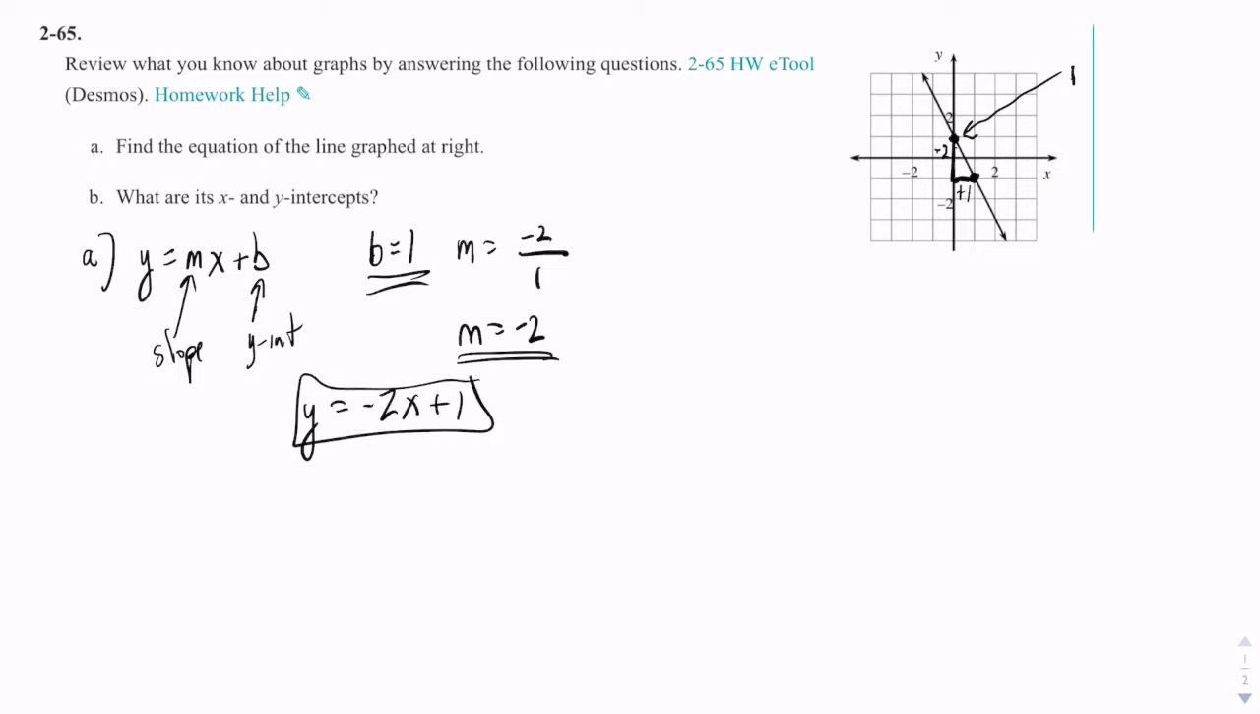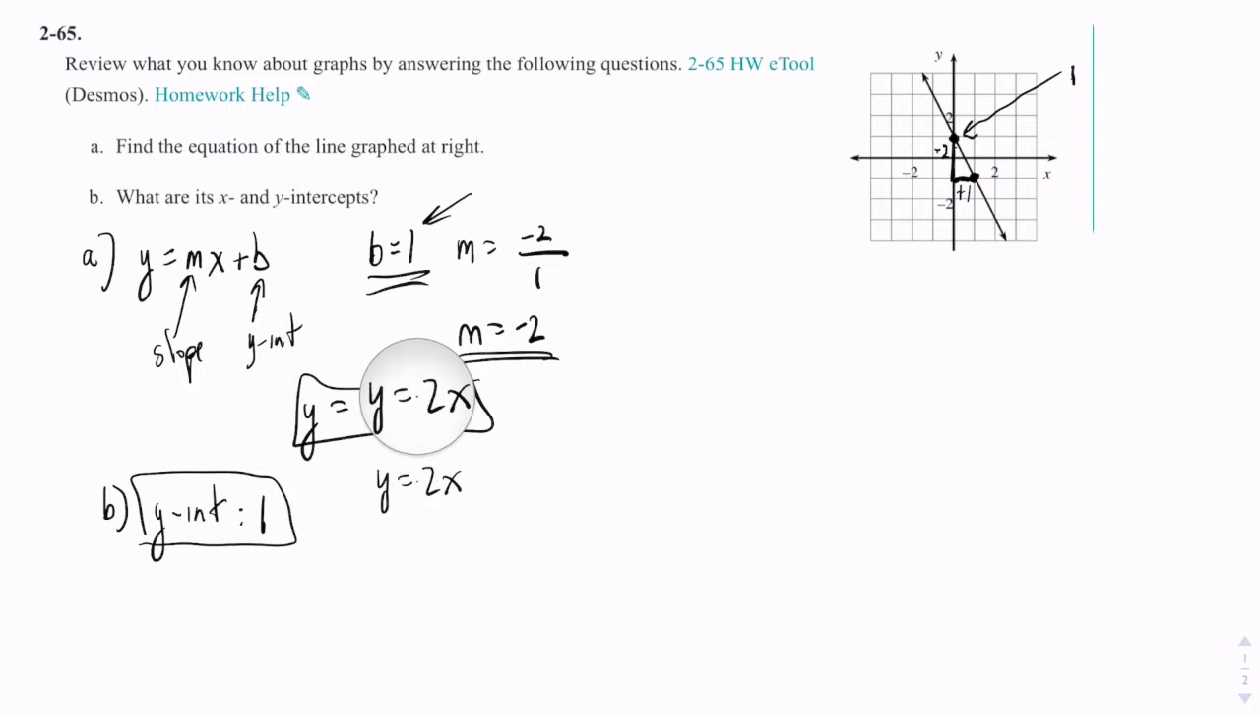For B, it says, what are the x and y intercepts? Well, the y-intercept we already know. It's right here. It's 1. The y-intercept is 1. The x-intercept, if we have the equation of the line, which we do, is y equals -2x plus 1.